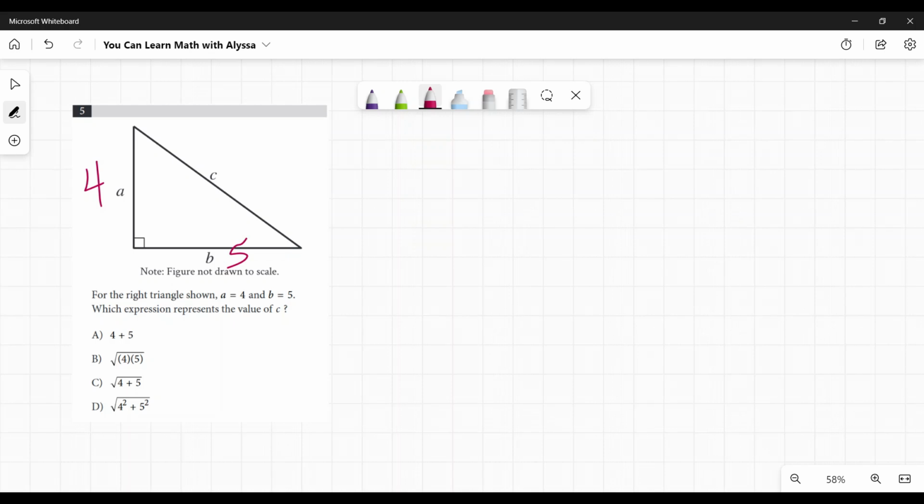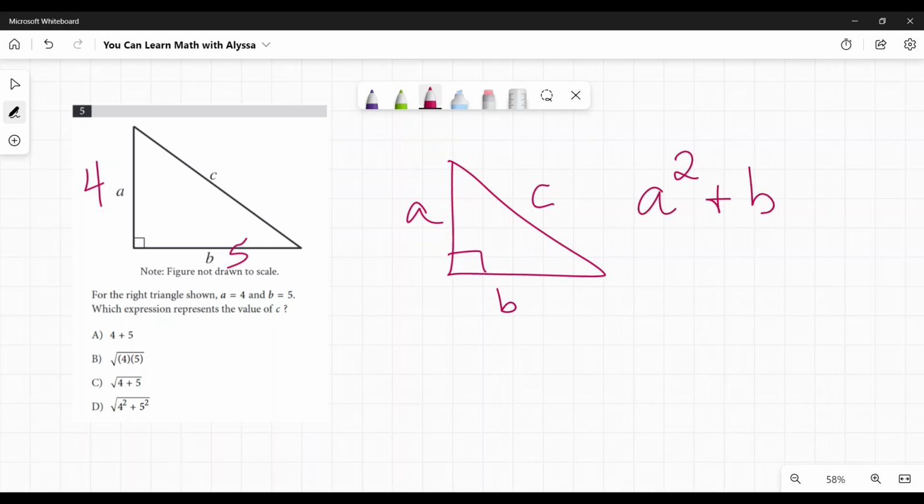So they're testing that you know the Pythagorean theorem. The Pythagorean theorem says that if you have a right triangle with sides A, B, and C, then the length of side A squared plus the length of side B squared equals the length of side C, or the hypotenuse, squared. So if I plug these numbers in, 4 and 5, for A and B, and I plug them in over here as well, 4 and 5, what would C be?